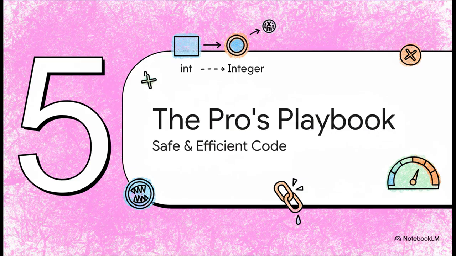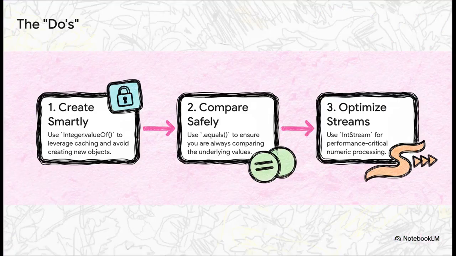All right, so now that we've seen all the scary stuff, how do we actually deal with it? How do we use these tools like a pro? Let's get into the playbook. A few simple best practices for writing code that's both safe and efficient. First, the do's. When you need to create a wrapper, use Integer.valueOf. It's just smarter because it takes advantage of that cache we talked about. Next, when you compare them, always use .equals. And third, when you're doing heavy-duty number crunching, use primitive streams like IntStream to completely avoid the boxing overhead in the first place.